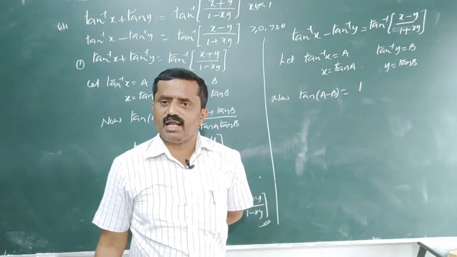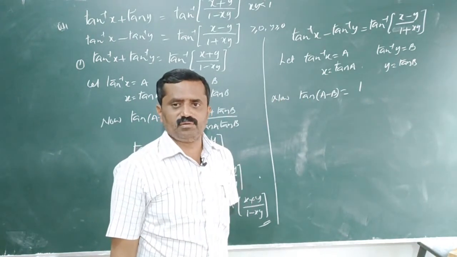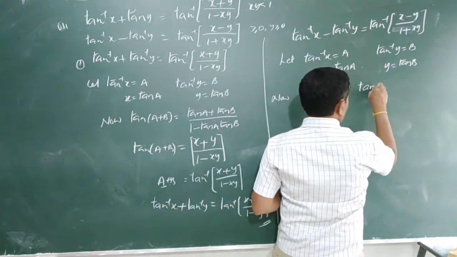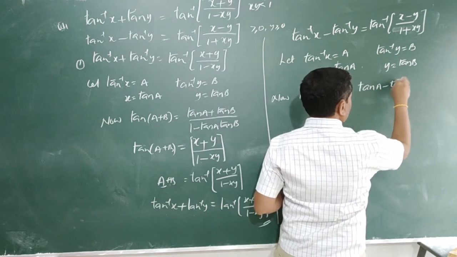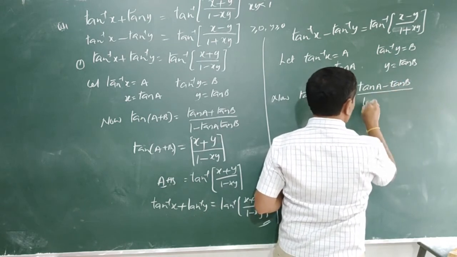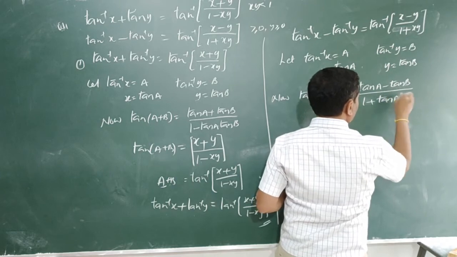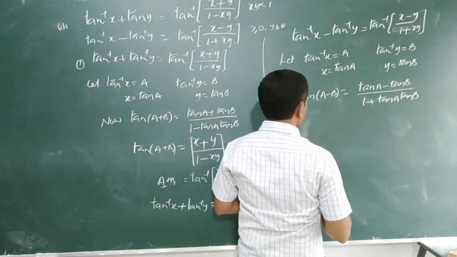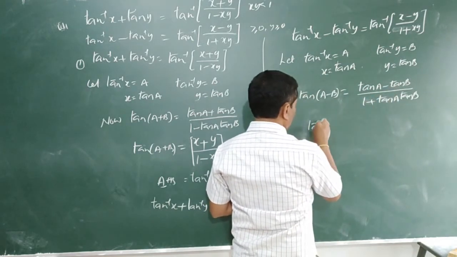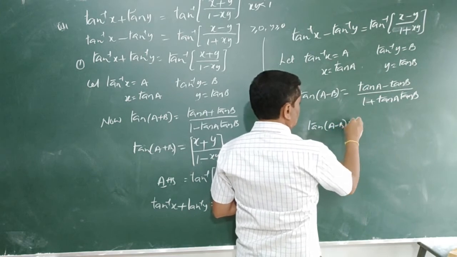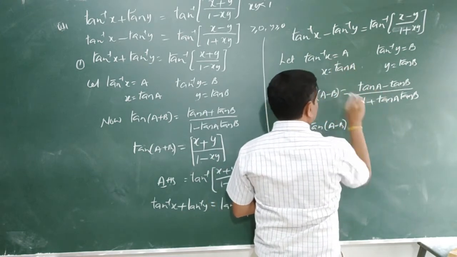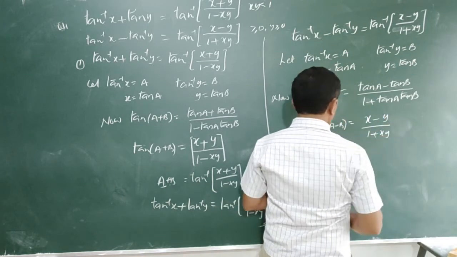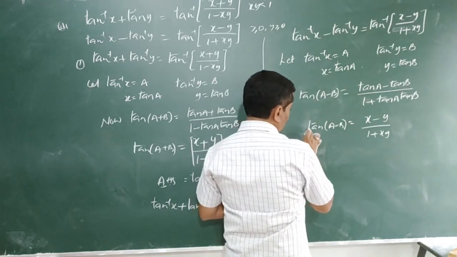So tan of (a minus b) is equal to (tan a minus tan b) whole divided by (1 plus tan a into tan b). Okay. So now substituting the values of tan a and tan b. Therefore, tan of (a minus b) is equal to, with tan a value as x, (x minus y) divided by (1 plus x into y). So therefore bring the tan to the RHS.